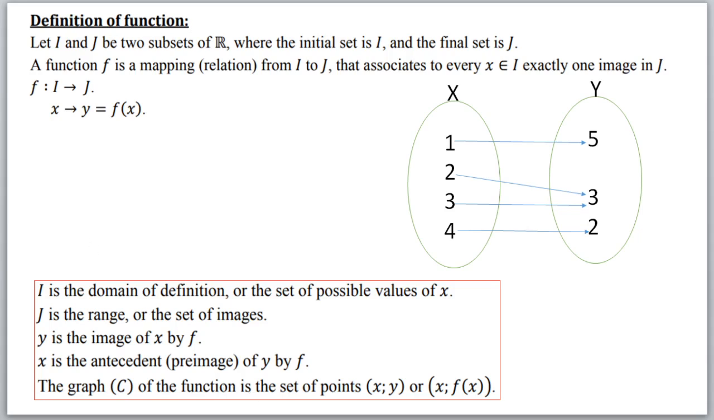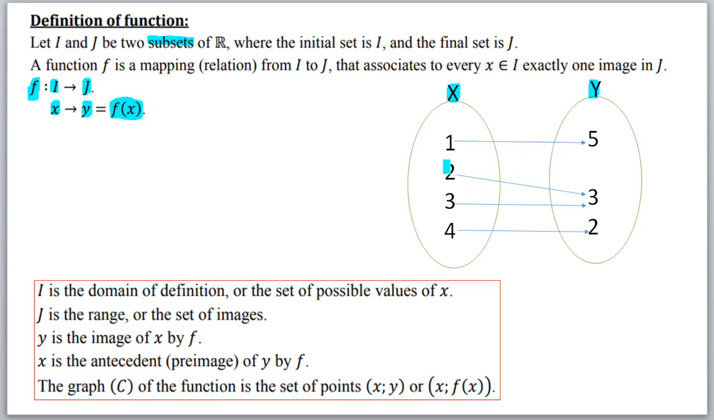Okay. I'll start with the definition of the function. Last time we also took the definition of a function. Let I and J be two subsets of R. We know what a subset of R is. The initial set is I and the final set is J. The function f, as we defined it last time, is from I into J, from the initial set into the final set. We called the initial set x and the final set y, which we call f of x. Right? So it's from x into y.